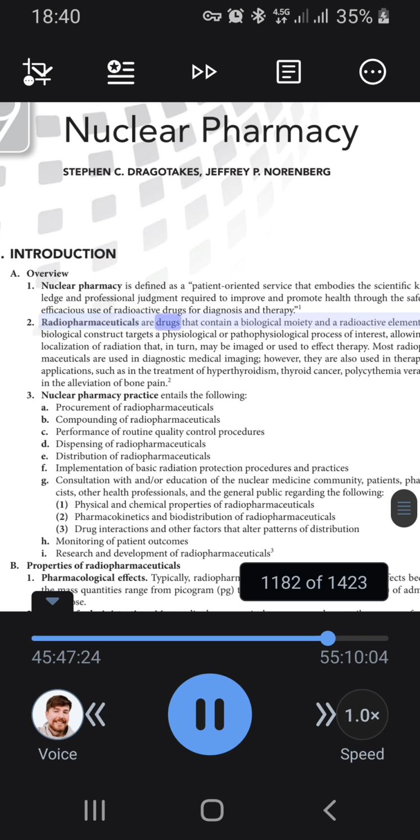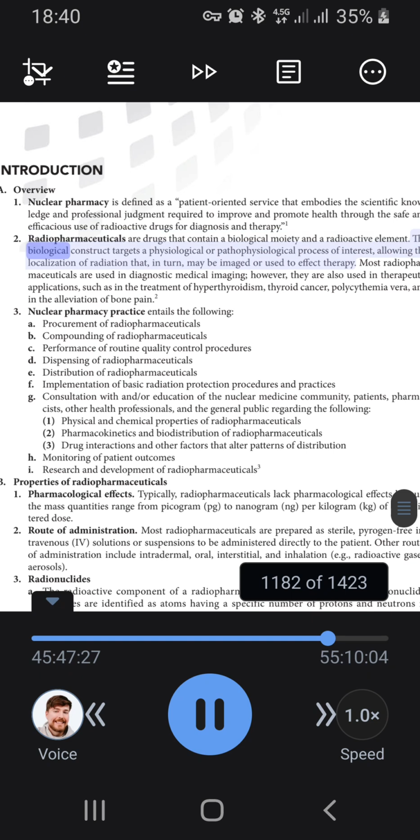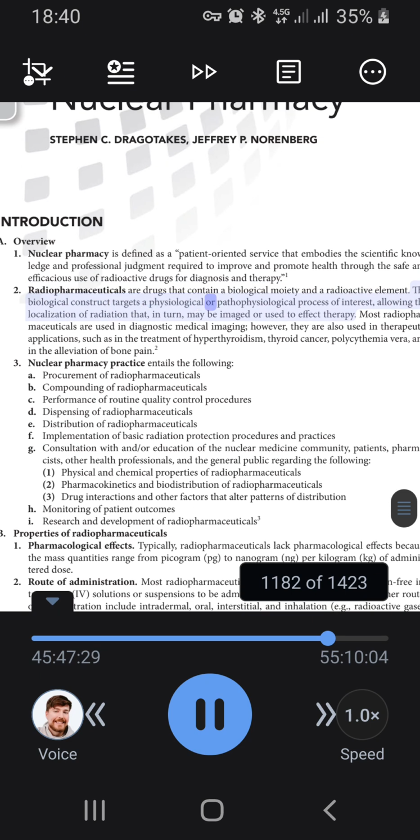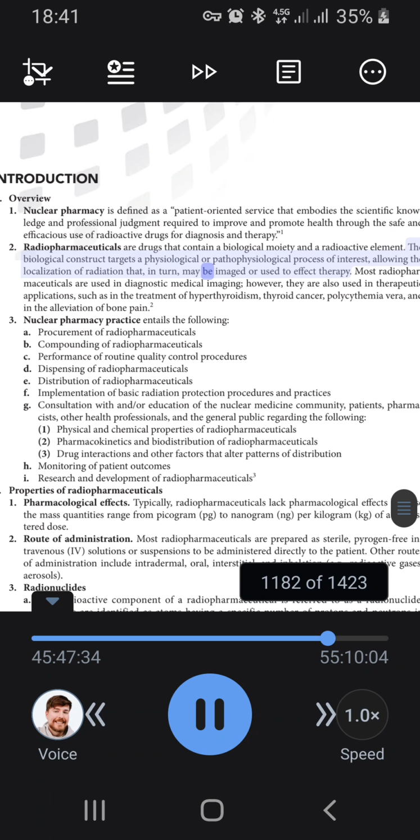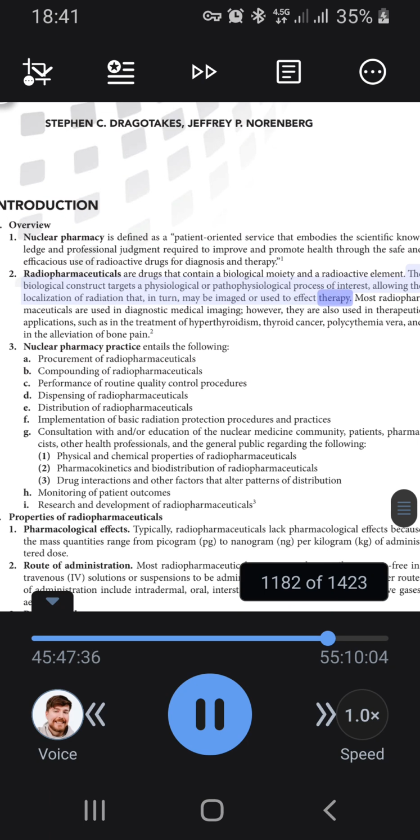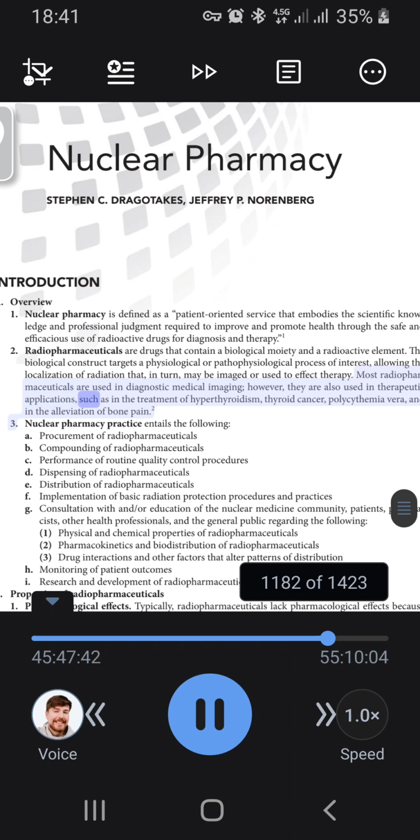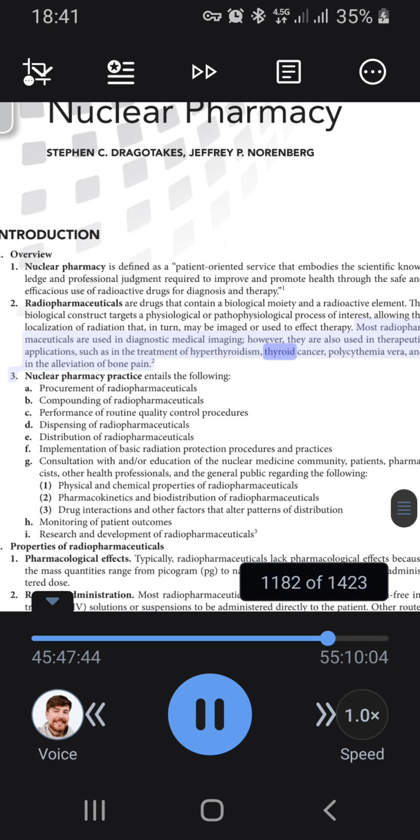Radiopharmaceuticals are drugs that contain a biological moiety and a radioactive element. The biological construct targets a physiological or pathophysiological process of interest, allowing the localization of radiation that, in turn, may be imaged or used to affect therapy. Most radiopharmaceuticals are used in diagnostic medical imaging. However, they are also used in therapeutic applications, such as in the treatment of hyperthyroidism, thyroid cancer, polycythemia vera, and in the alleviation of bone pain.